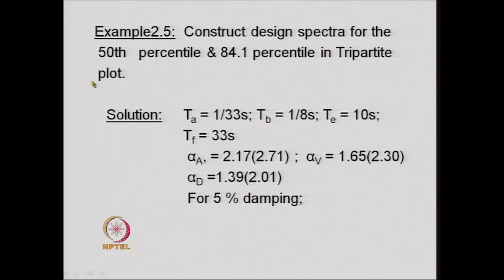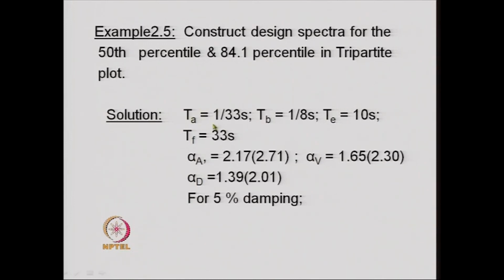50th percentile means the design spectrum, and 84.1 percentile, that is the mean value plus one standard deviation, gives the response spectrum for the extreme earthquake. So we can have these two earthquakes, and for these earthquakes one can construct design spectra given the following quantities.